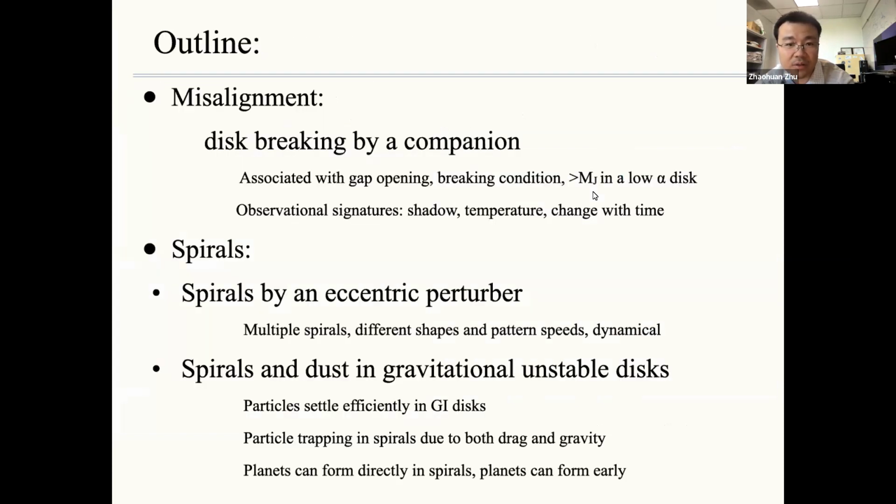In my talk, I talked about how a companion could break the disks, and you really need a massive companion to break the disks and cause disk misalignment. And the shadows will change with time, but the shadow may not move at the same speed as the inner disk precession. The spirals can be highly complicated. So as long as the planet has some eccentricity, the spirals will be very different. They will be very dynamic. And finally, the spirals in gravitationally unstable disks could concentrate particles and eventually form planets early.